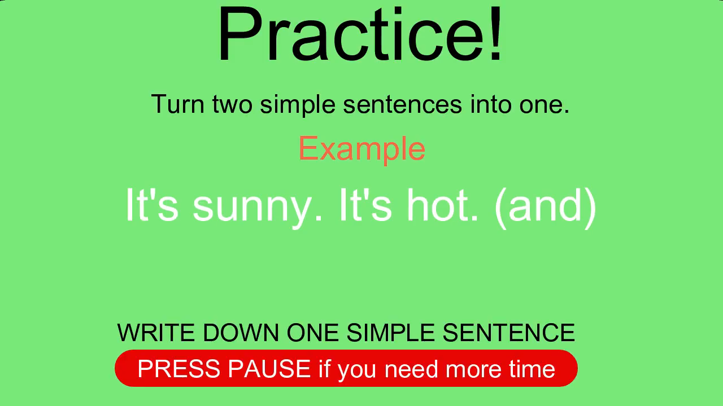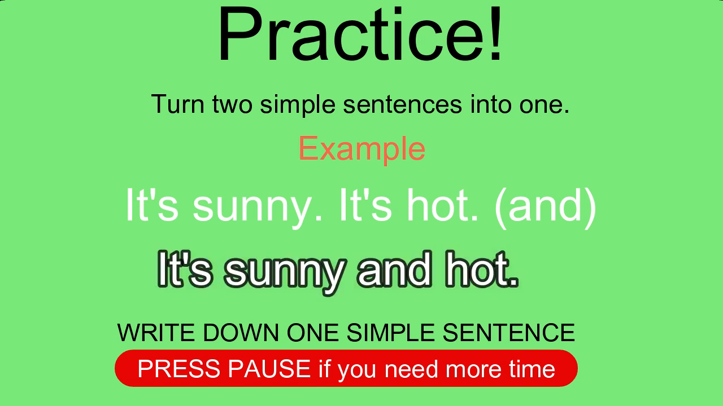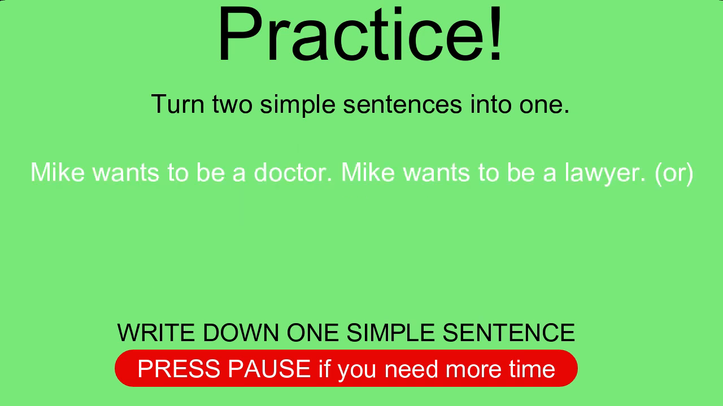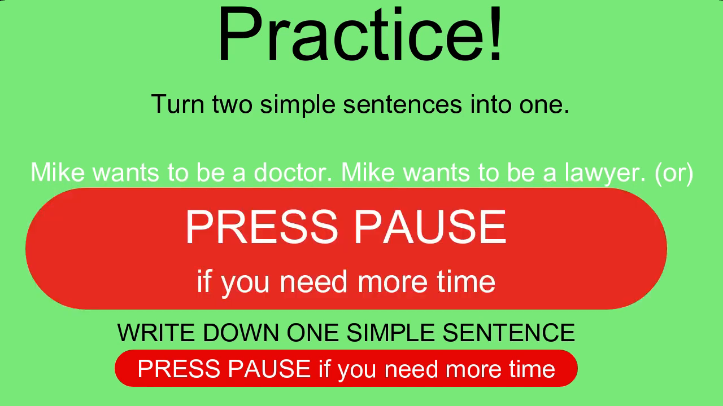Okay, so let's look at an example first. We have two simple sentences. It's sunny. It's hot. You need to connect these two simple sentences with and to make one simple sentence. It is the subject in both, so we can just say it's sunny and hot. Here's another one. You try this time. If you need more time, just press pause, okay, if you want more time.